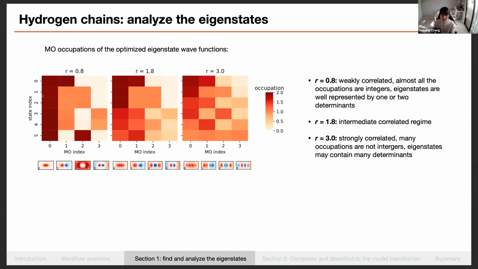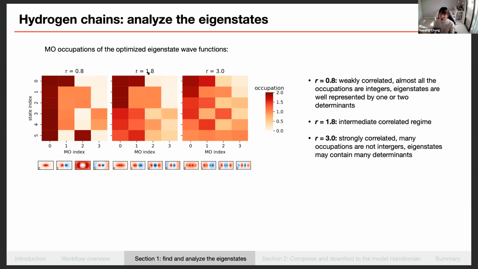The y-axis is the indices for the eigenstates from the ground state to the 5th excited state. And the colors here just stand for the MO occupations from 0 to 2. So you can see that for R equals 0.8, the system is weakly correlated in the sense that almost all the occupations are integers 0, 1, or 2, so that the eigenstates are well represented by 1 or 2 determinants.